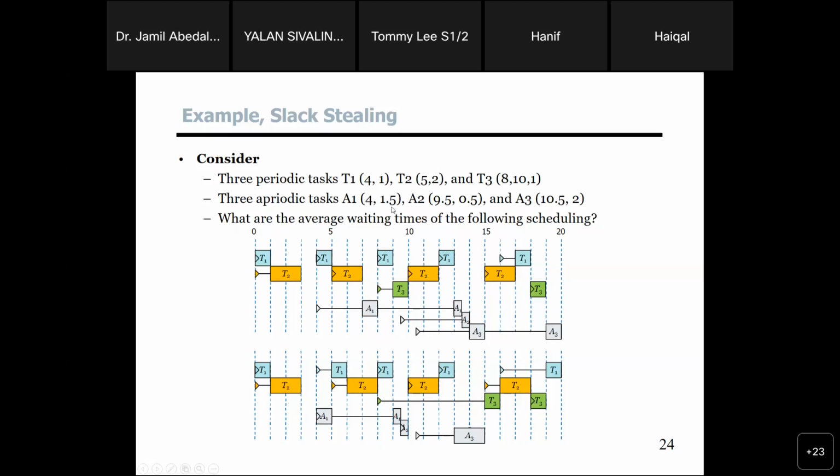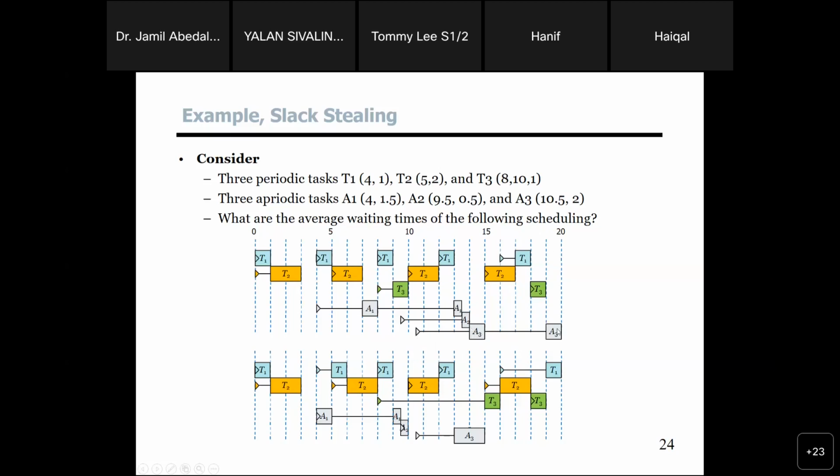So maximum 1.5. Aperiodic 2 releases at 9.5. 9.5 here. But we cannot execute it because there is no slack time. We execute it only when we have slack time. And we need to execute half unit. Aperiodic 3 releases at 10.10. And execute 2 units. Here 1 unit and here 1 unit.